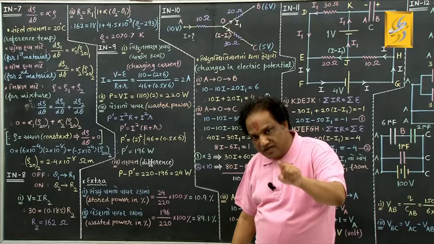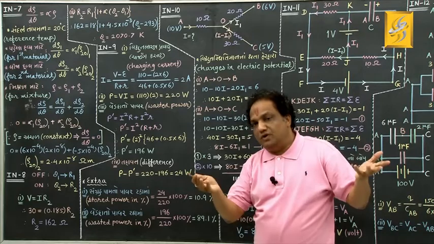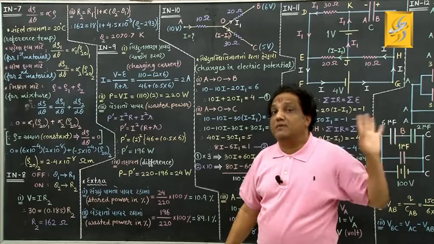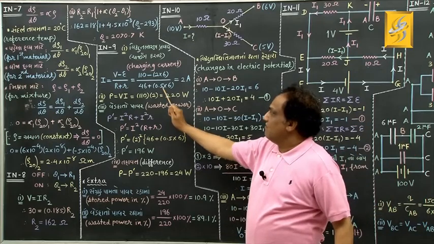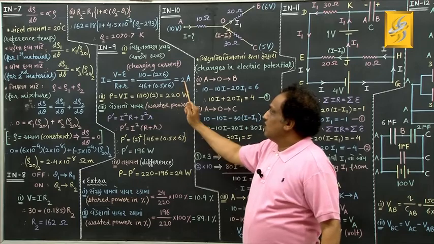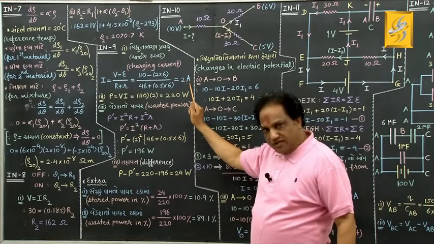So total or effective resistance in a series combination, you know, is the simple summation of individual resistances. 0.5 plus 0.5, how many times? 6 times. That's why I am writing here 0.5 into 6, correct? Simplify this value, you will get 2 ampere. Got it? Fine.